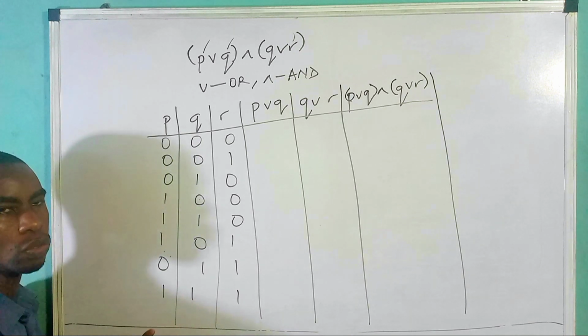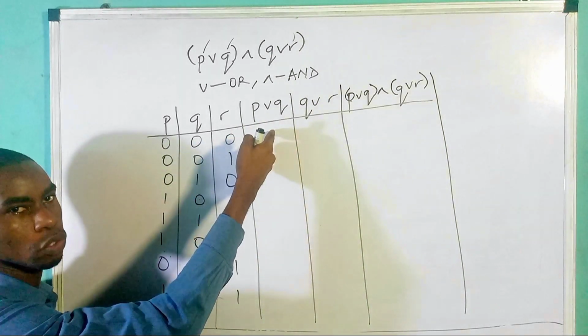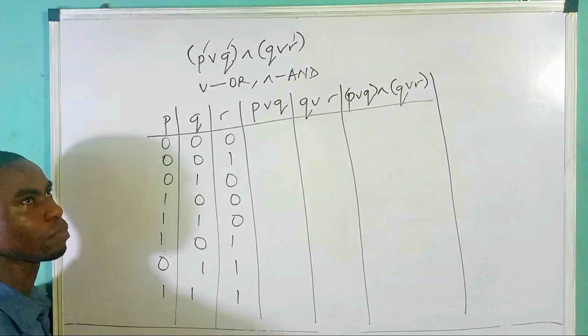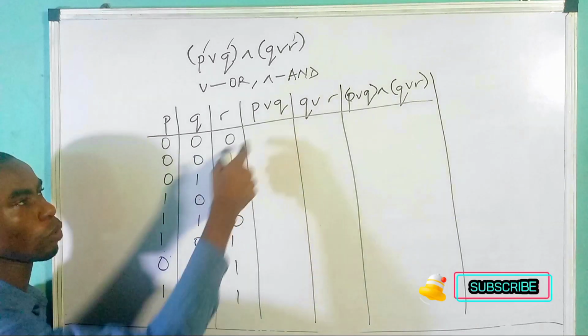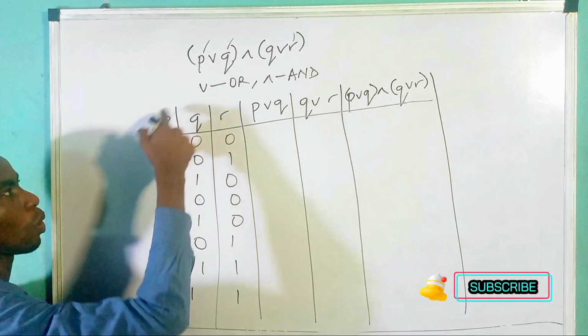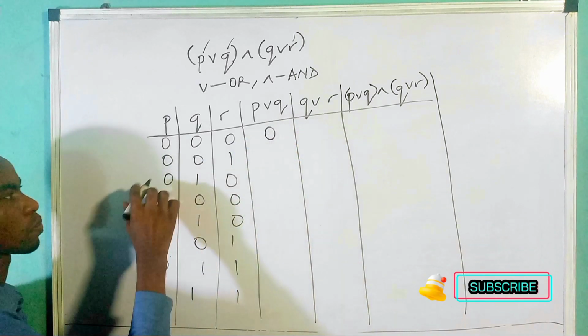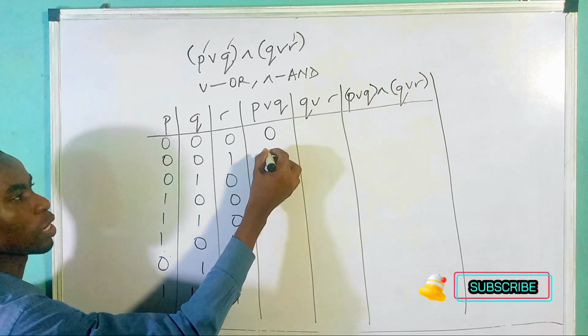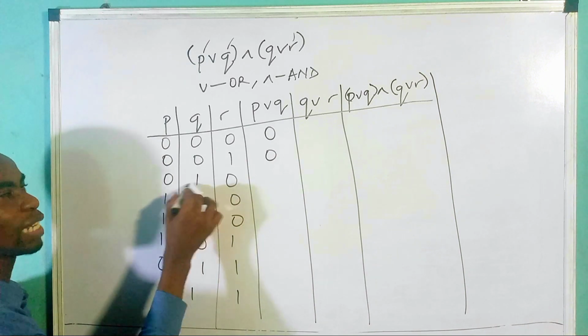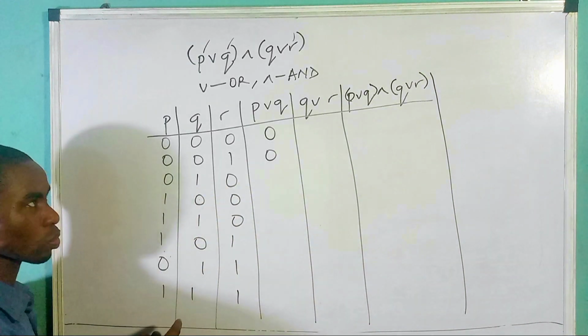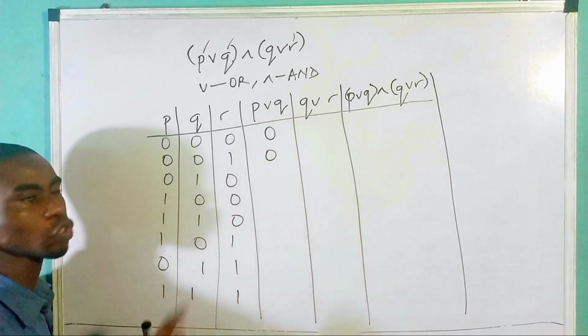Alright? So P or Q means the possibility of either P being true or Q being true. If any of them is true, then we'll put true here. But if both of them are false, then we'll put false here. So we'll come to P or Q. Both of them are false, so here I'm going to write 0. Both of them are false, here you write 0. If any of them is true, then P or Q will be true.